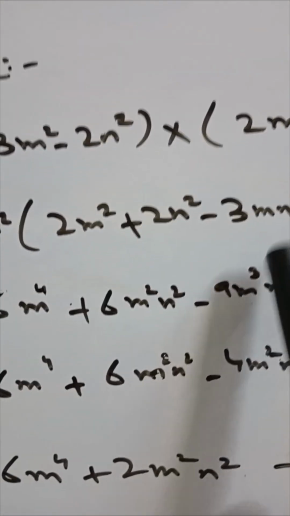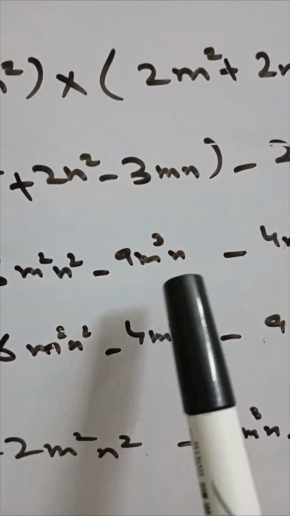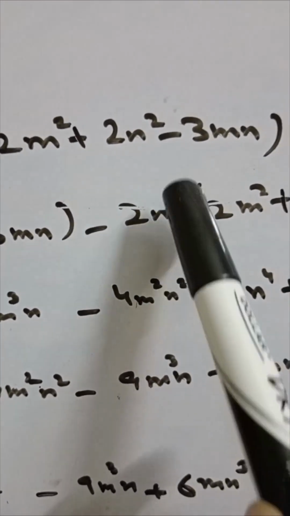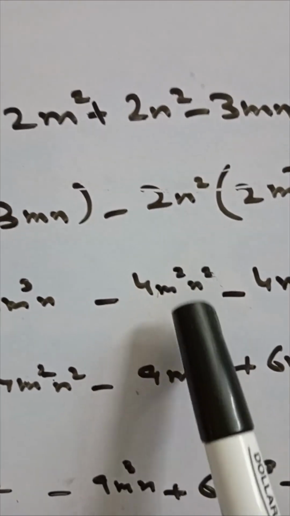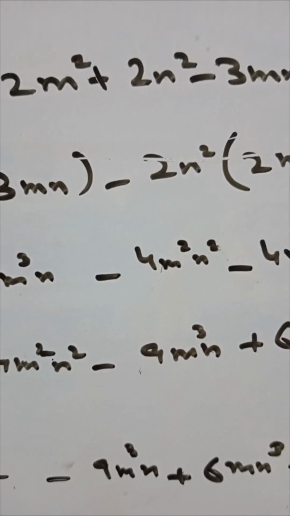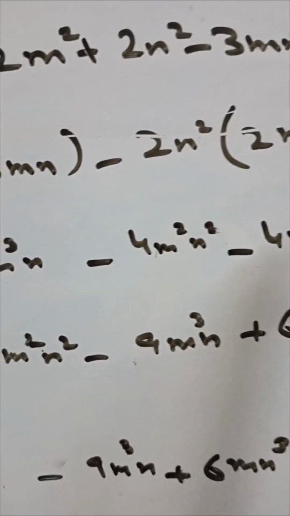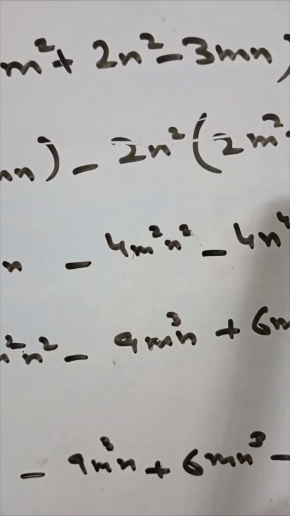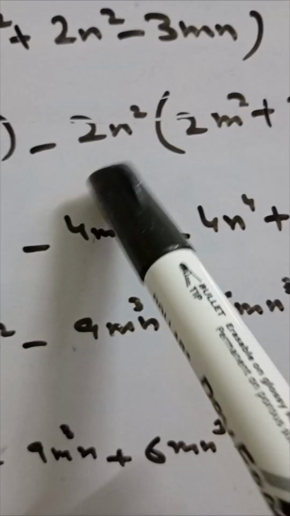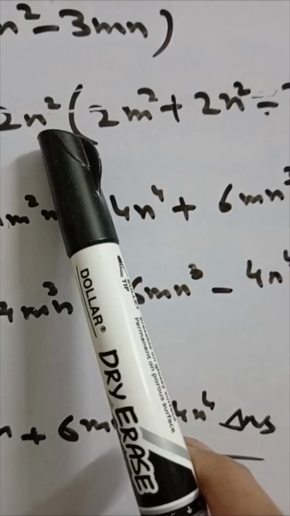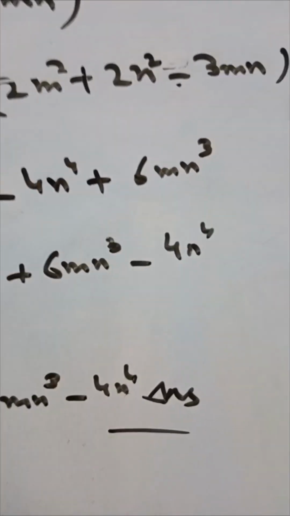3 threes are 9, m¹ times m² is m³, n remains the same. Now again, minus 2n² multiplies the whole term. So 2 twos are 4, n² and m², so m²n². Powers are added only for the same base, but here the bases are different, m and n. Minus times minus, 2 twos are 4n⁴. Plus minus times minus 2 threes are 6, mn³, m remains the same.